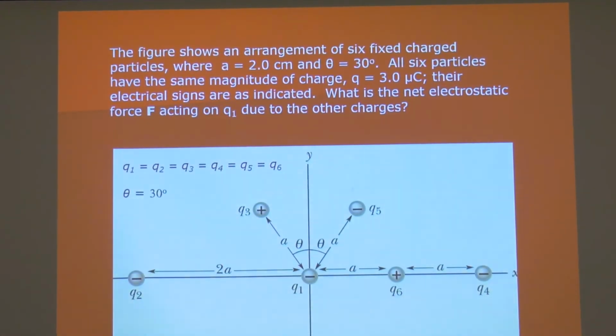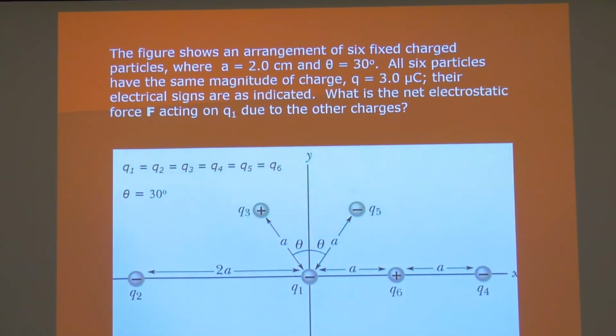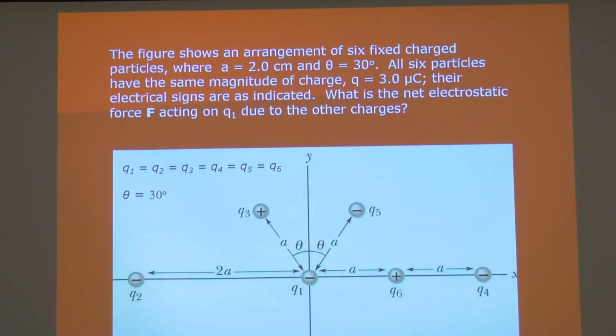Okay, so here's a typical Coulomb's law problem that you're going to get for this chapter. The figure shows an arrangement of 6 fixed charged particles. A is 2 centimeters, theta is 30 degrees. All 6 particles have the same magnitude, 3 microcoulombs. Some are positive, some are negative. What's the net electrostatic force acting on Q1 due to the other charges?